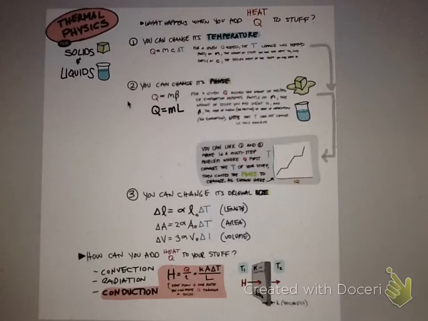Those are all related to your heat and temperature graph, which we'll talk about on the next slide. Number 3, it could change its size. So this is thermal expansion that you did calculations for. It could change length, area, or volume, whichever one you would choose, would just depend on what the problem is asking you for.